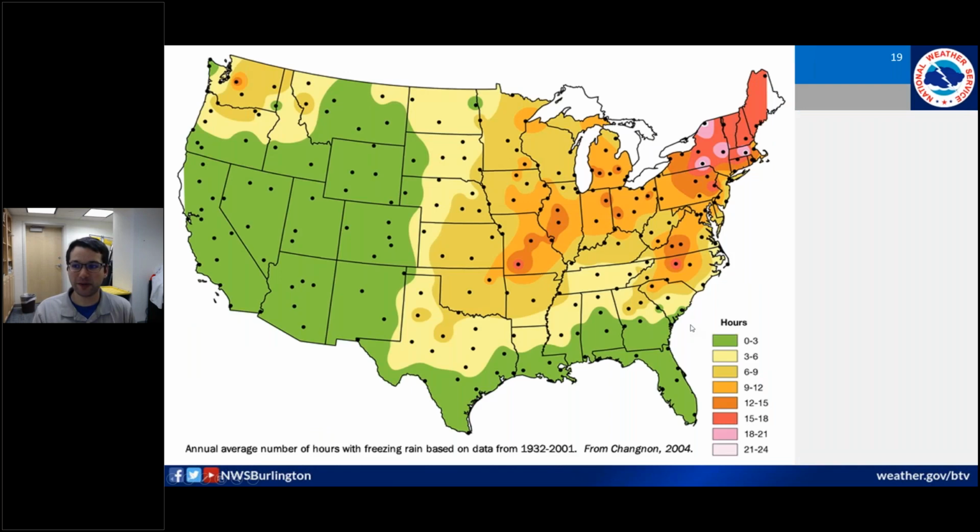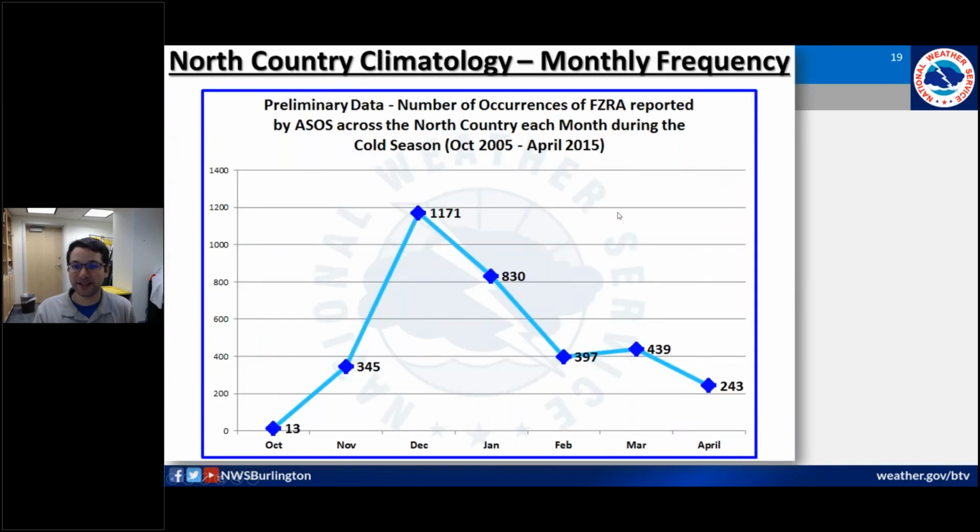One of our big winter threats is, of course, freezing rain. We actually receive more freezing rain compared to most other regions in the United States, especially the Massena, St. Lawrence Valley, looking at the number of average hours annually between 1932 and 2001. So yes, it could probably use a little bit of an update, but across nearly 70 years of data, we typically average anywhere between 15 to 20 hours of freezing rain per year. And the time that we see freezing rain most often is in the month of December.